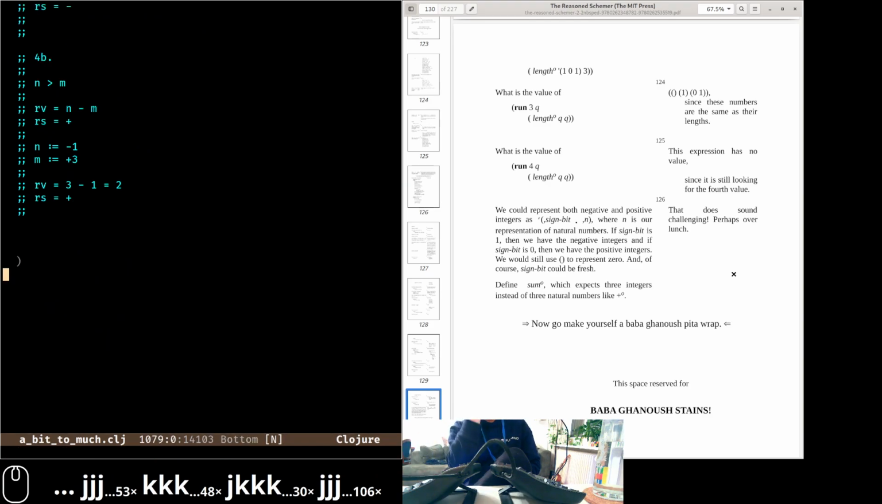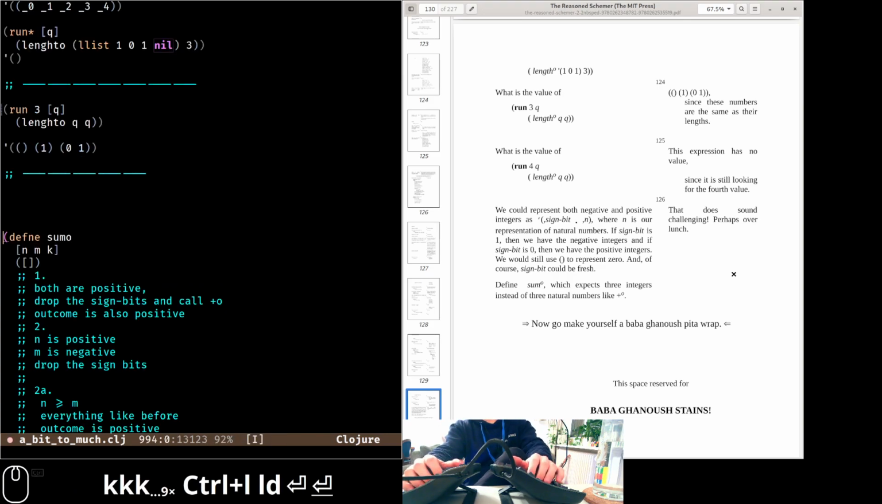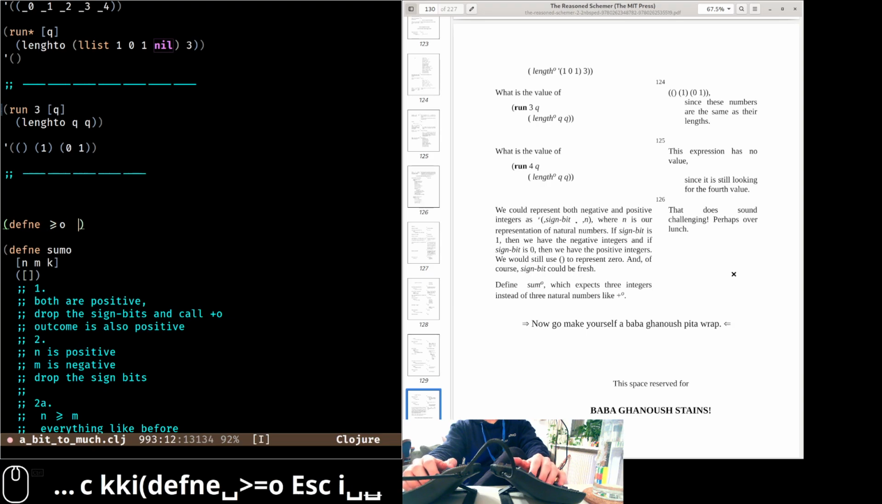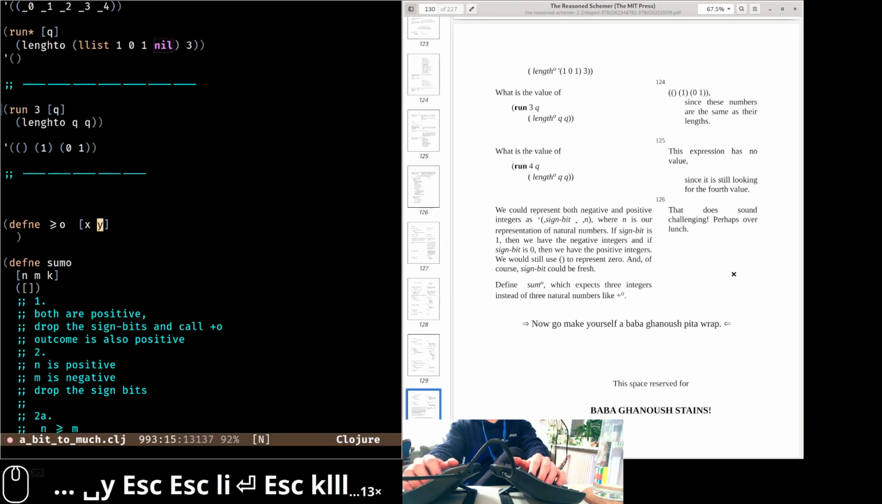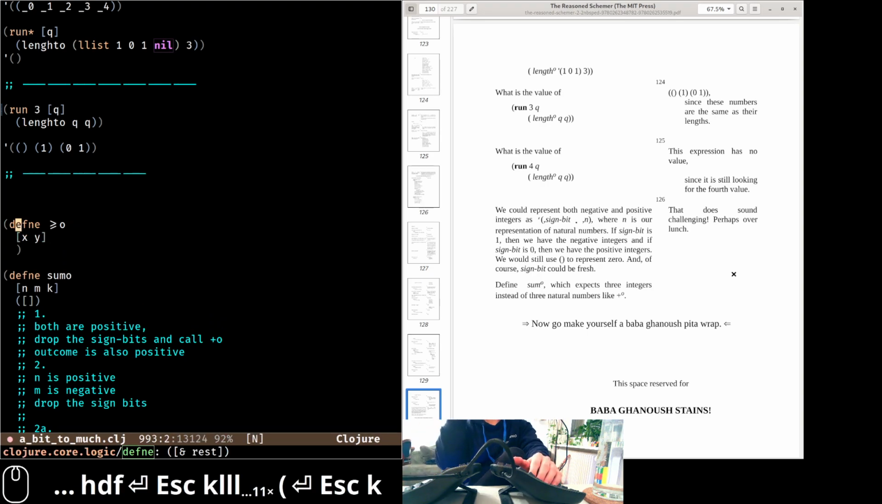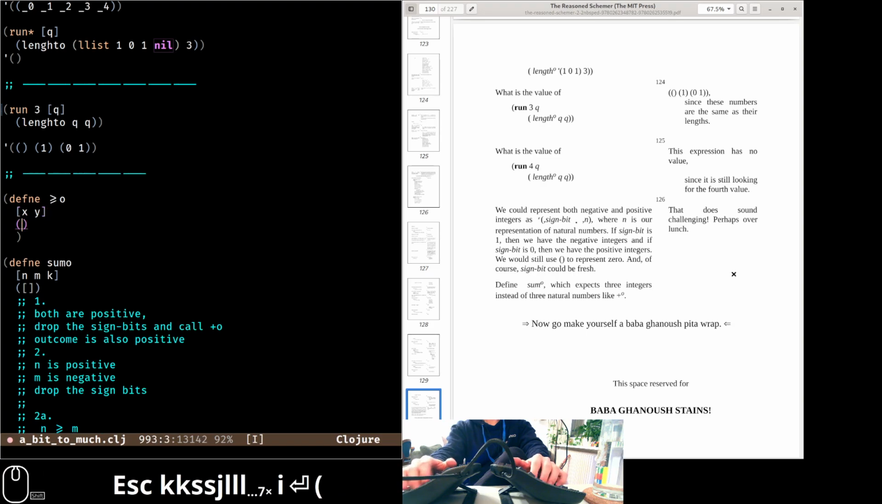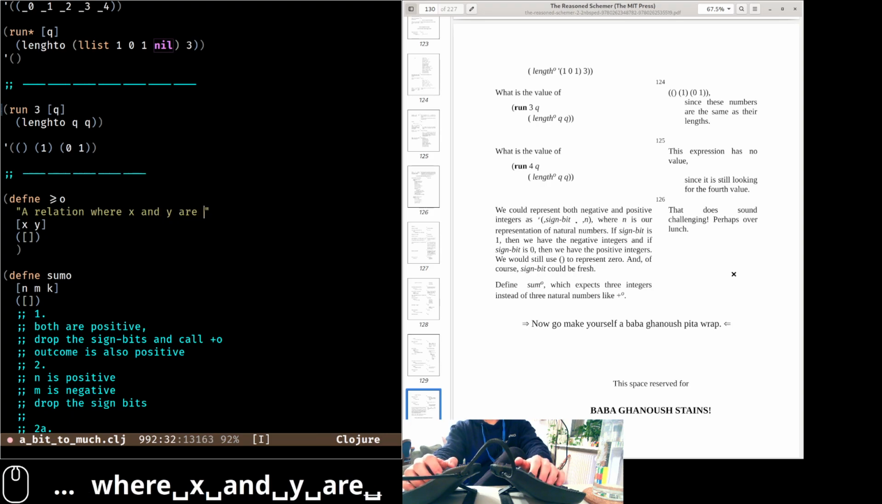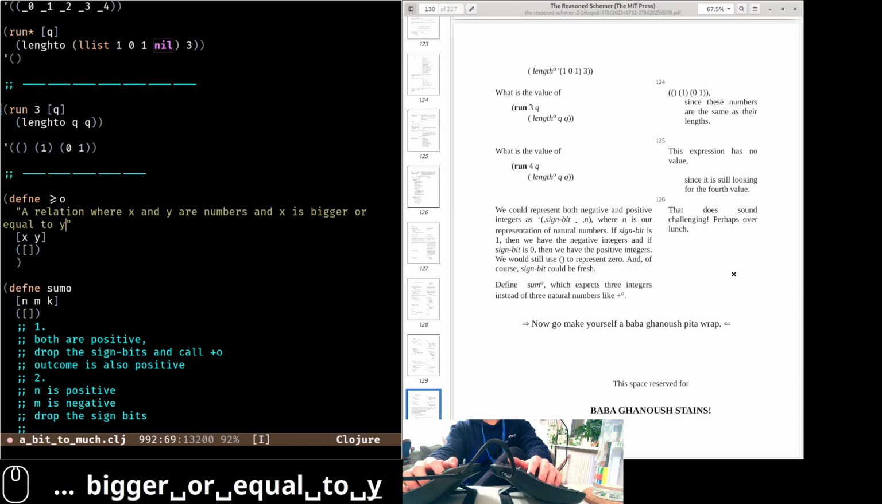Okay, will I be able to do this right now? I feel like I need to define a relation that says bigger equal or that takes two numbers and it succeeds. It returns a goal that succeeds if x is bigger than y. I can write a docstring. A relation where x and y are numbers and x is bigger or equal to y. Okay.